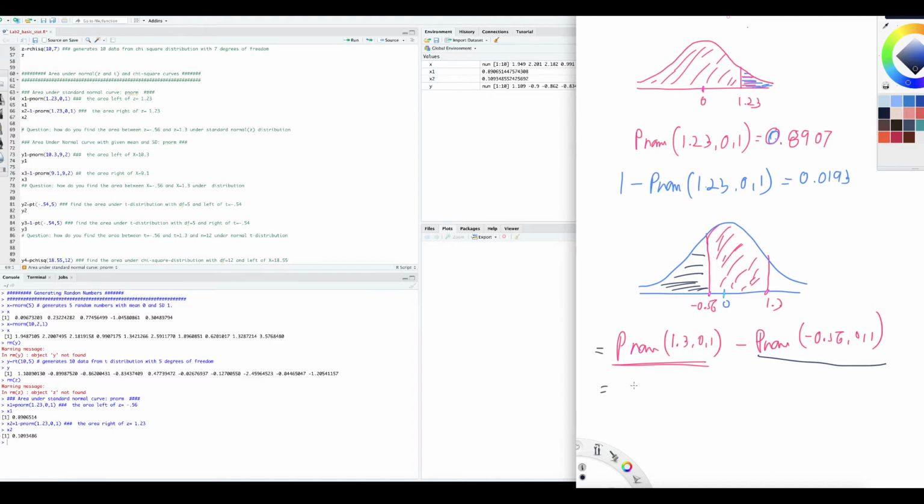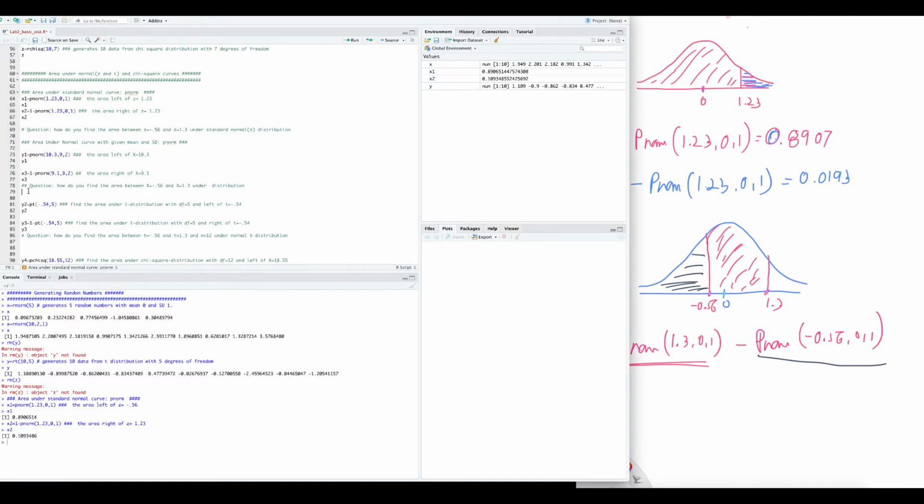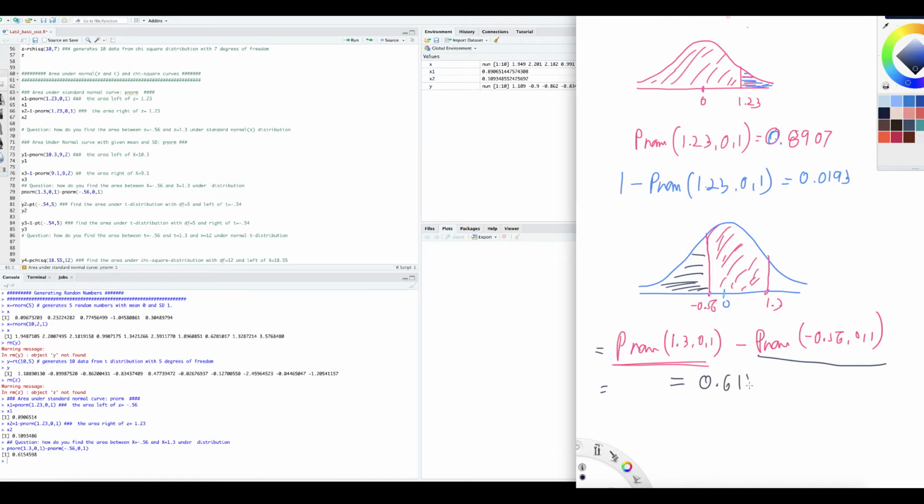All right, so let us do that here. What you do is pnorm 1.3, 0,1, and then minus pnorm negative 0.56, 0,1. If you do that, you get the value 0.6155. Okay, guys, so this is how you find the area left of a z value, the area right of a z value, or the area between two z values.